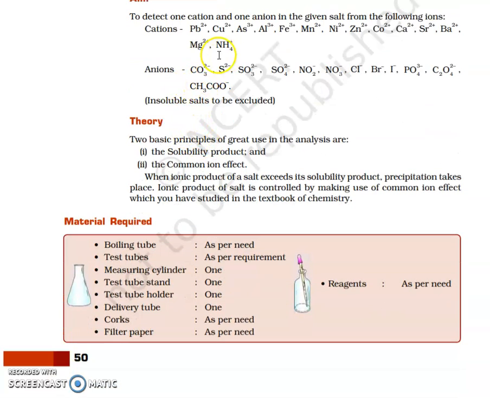The cations are Pb2+, Cu2+, As3+, Al3+, Fe3+, Mn2+, Ni2+, Zn2+, Co2+, Ca2+, Sr2+, Ba2+, Mg2+, and ammonium. The anions are carbonate, sulfide, SO3 2-, SO4 2-, NO2-, NO3-, Cl-, Br-, I-, PO4 3-, C2O4 2-, and acetate ions. Insoluble salts are to be excluded.